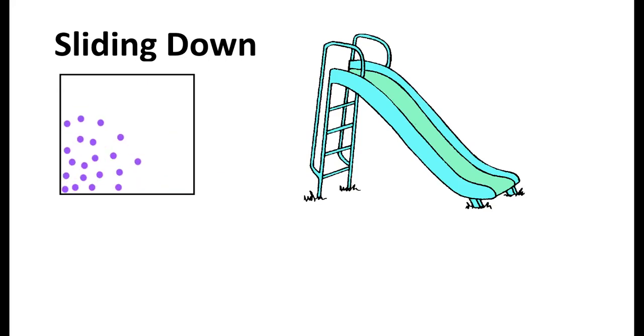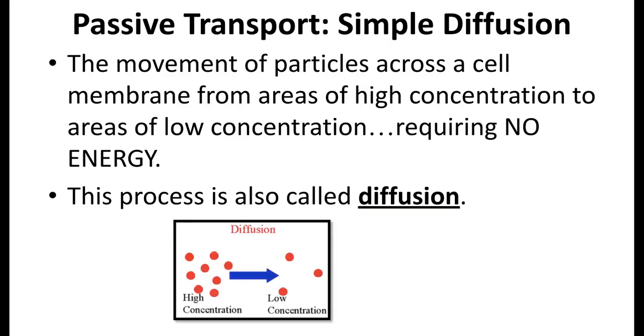So with passive transport, I want you to think about sliding down a slide. So going down doesn't require any energy, and it's the movement of molecules from a high concentration to a low concentration. So you could also relate this to riding a bike downhill. You don't have to pedal. Gravity is just going to pull you down. You're going from the top of the hill, a high concentration, to the bottom of the hill, which would be a low concentration. So our first type of passive transport is called simple diffusion.